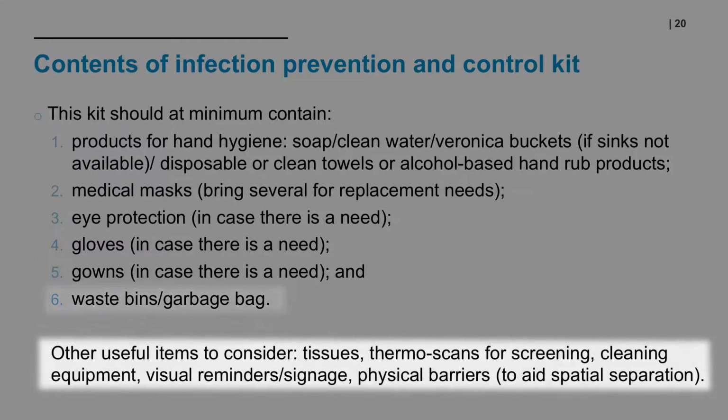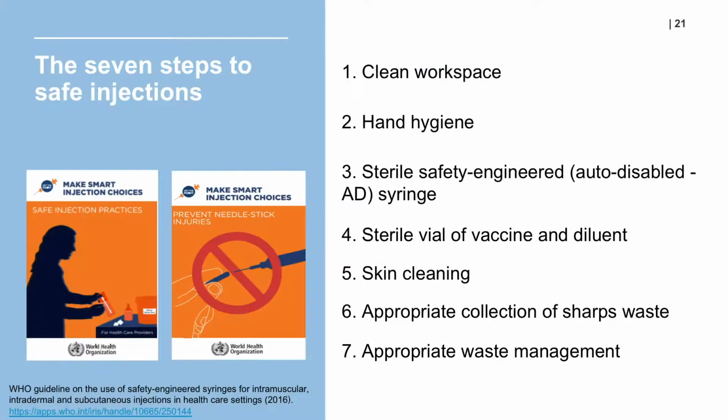Some other useful items to consider would be tissues, thermoscans for screening, cleaning equipment, visual reminders or signage, and physical barriers if spatial separations are needed. Here are the 7 steps to giving safe injections. It is important that anyone giving injections follows these steps.